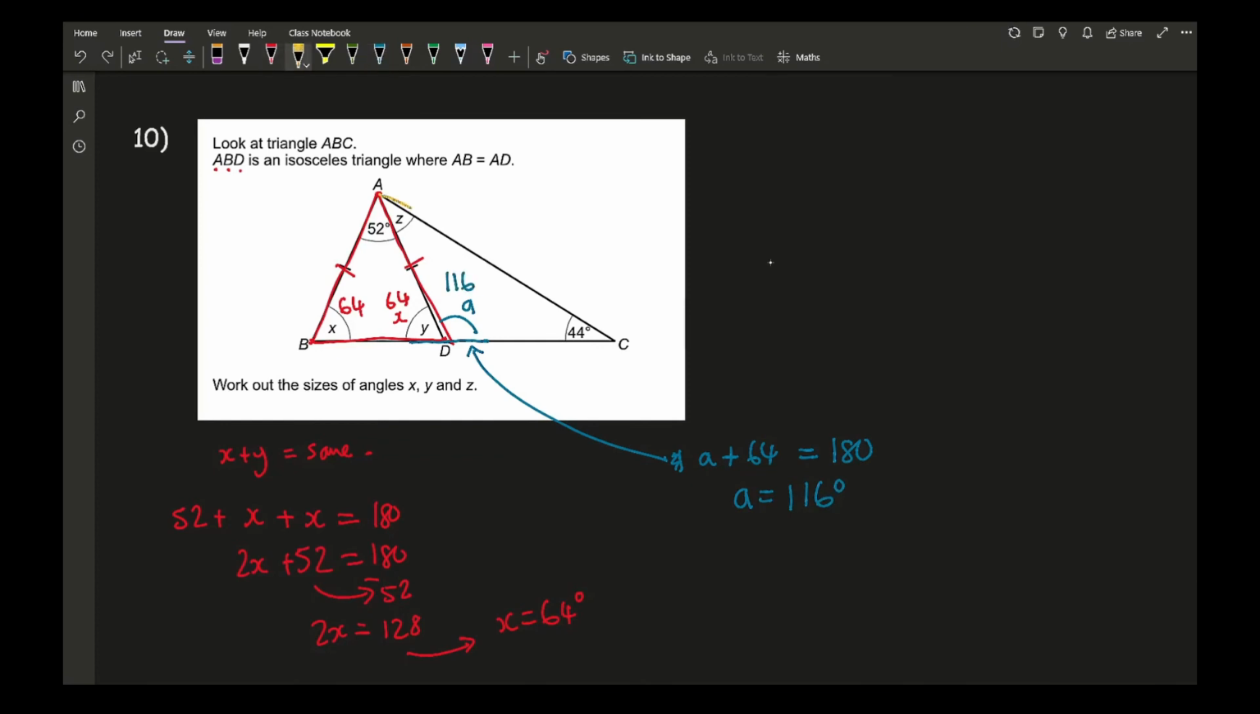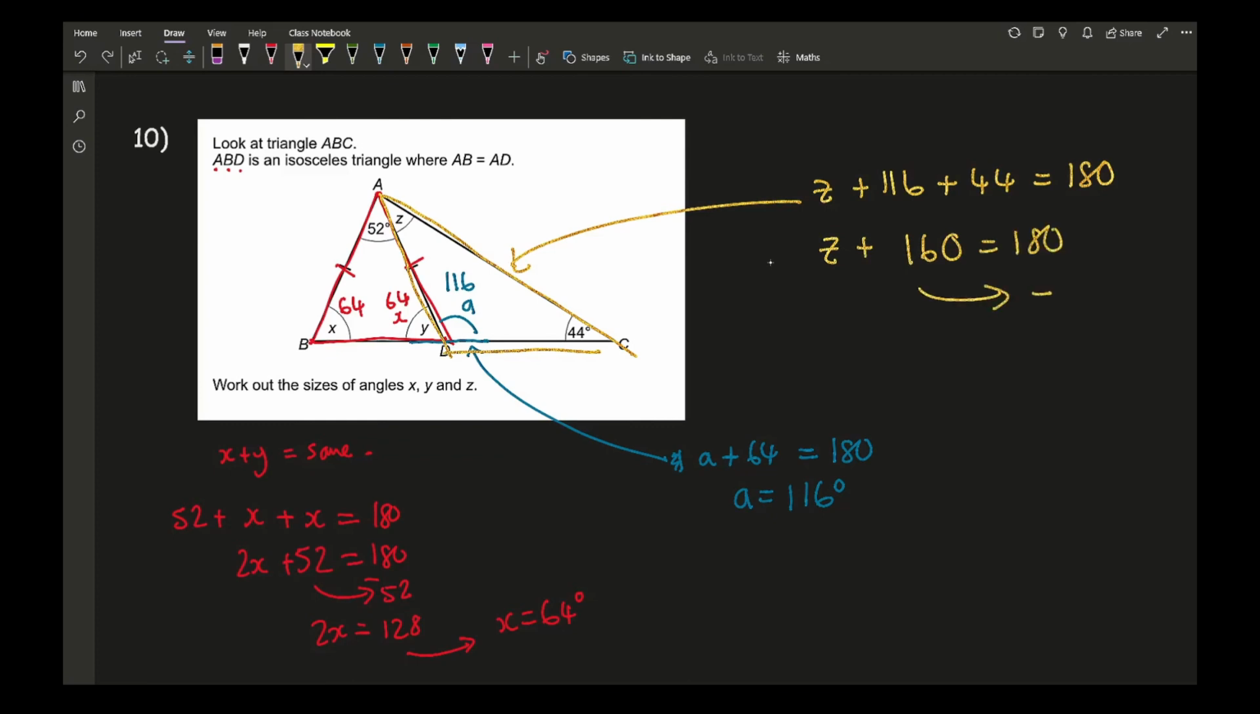Now, working with this triangle here, which I'm highlighting in gold, in other words triangle ACD, I know what the two other angles are. So I've got Z plus 116 plus 44 adds up to 180. So Z plus, and if I add these two numbers up, I get 160, adds up to 180. The opposite of adding 160 is to take away 160. So Z equals 20 degrees. And there is my final answer.